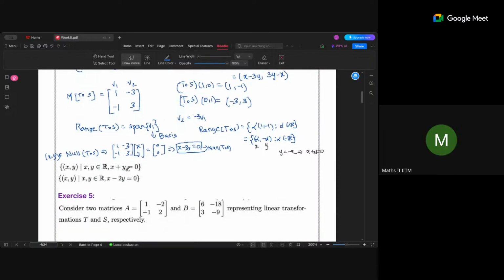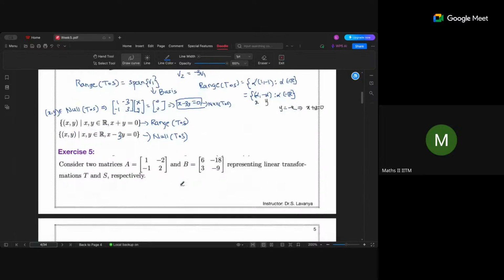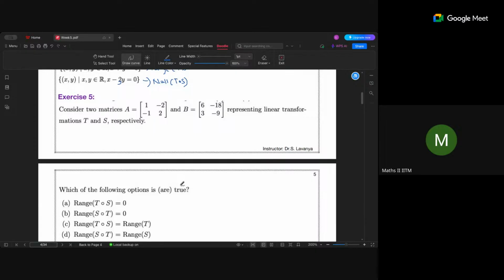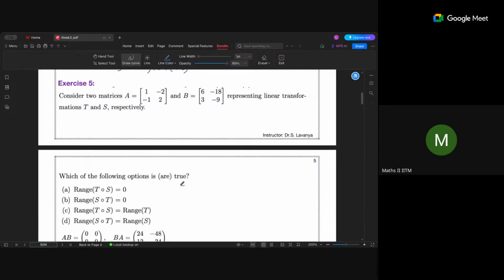So I have given the sets here. What is this set? I have given x minus 2, it's x minus 3. So this is the range of T composition S, and this is the null of T composition S. Okay, fine. So verify the answer quickly.